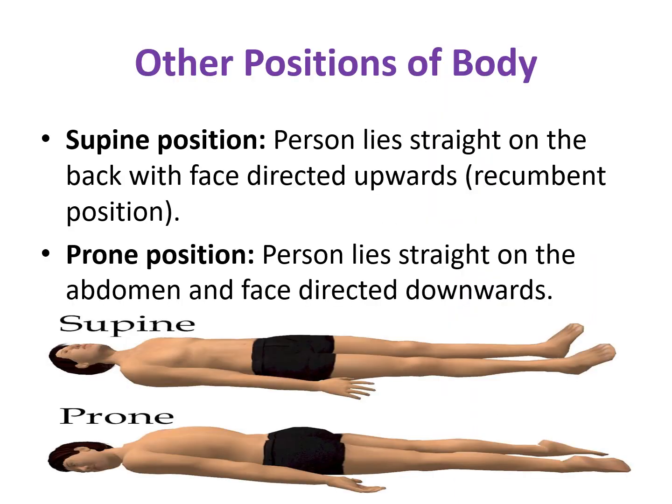Then the positions of body. Supine position. Person lies straight on the back with face directed upwards is known as supine position or recumbent position. Next position is prone position. Person lies straight on the abdomen and face directed downwards.